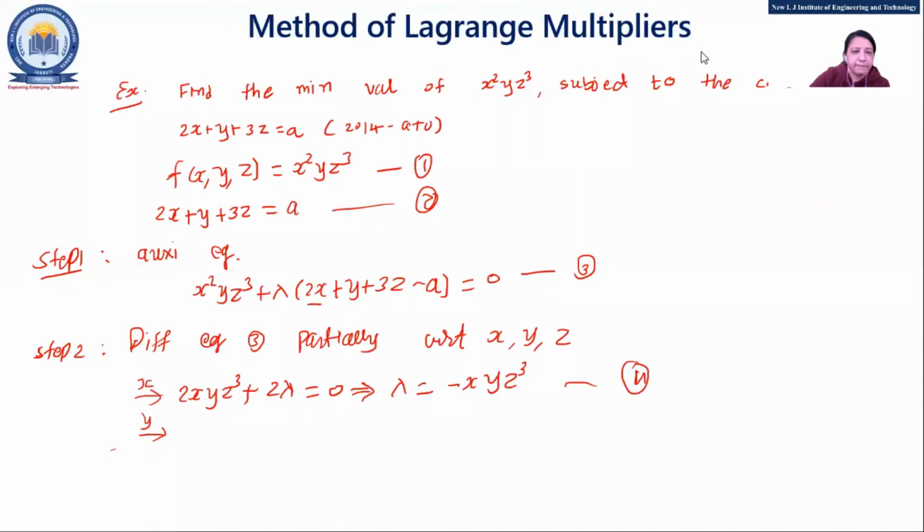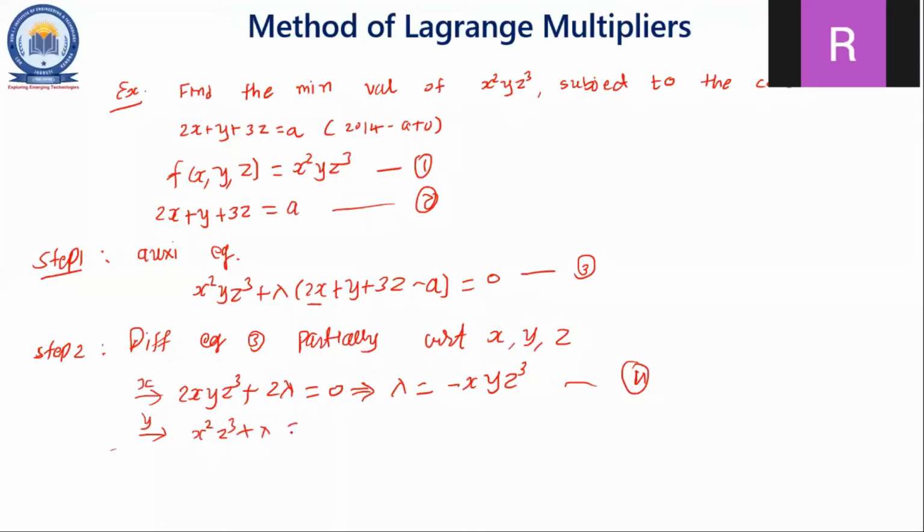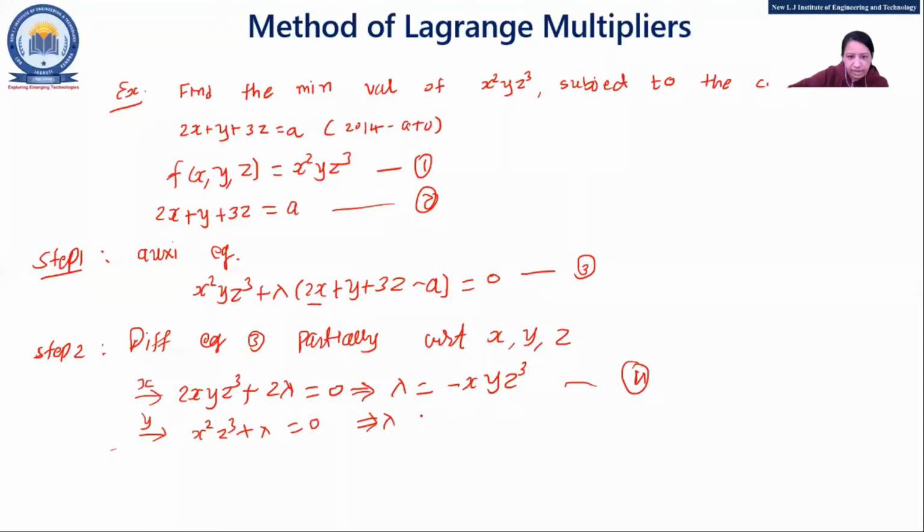Fine. Lambda equal to. Okay, directly you are writing. Hello. Okay. Fine. Ruchi. Yeah, Ruchi. x square z cube. Okay, x square z cube. Fine. Plus lambda. Plus lambda equal to 0. So lambda equal to minus x square z cube. This is my equation number 5, right?